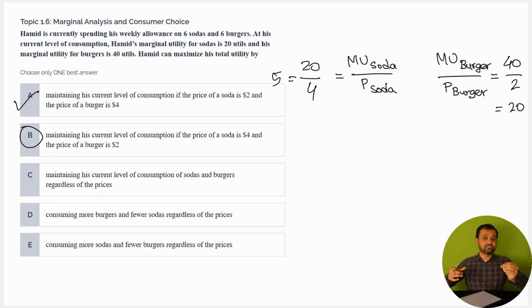So that means buying less sodas and more burgers. So maintaining his current level of consumption would not be the thing that he should be doing if he wants to maximize his total utility in this situation. So this would be incorrect.